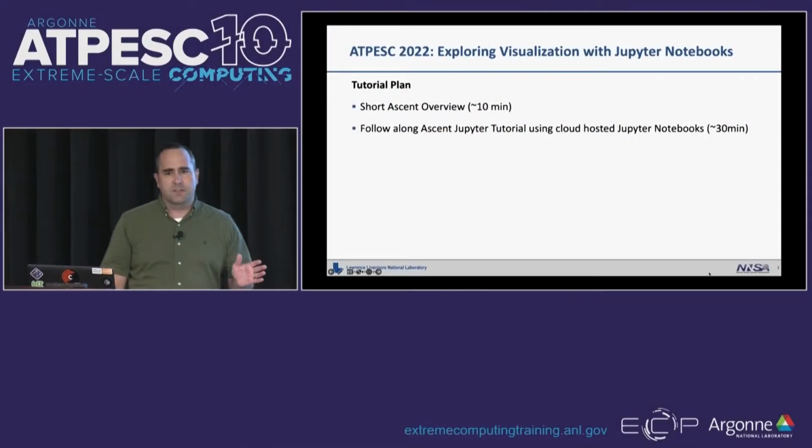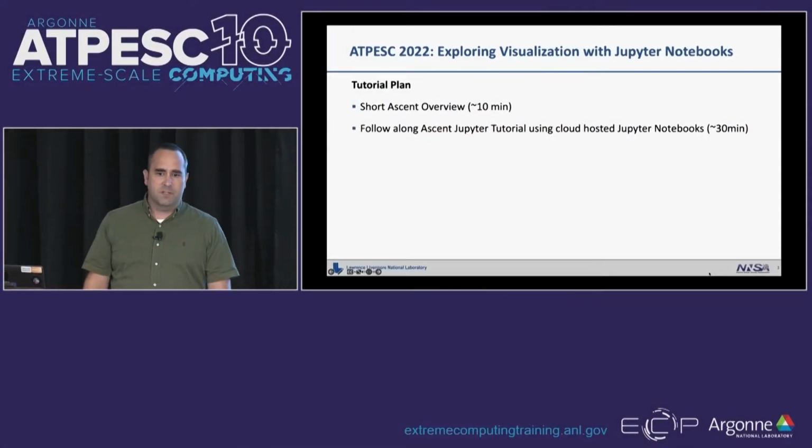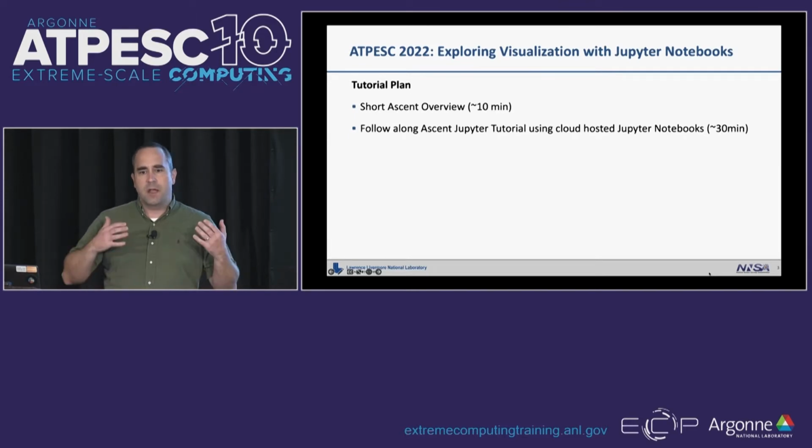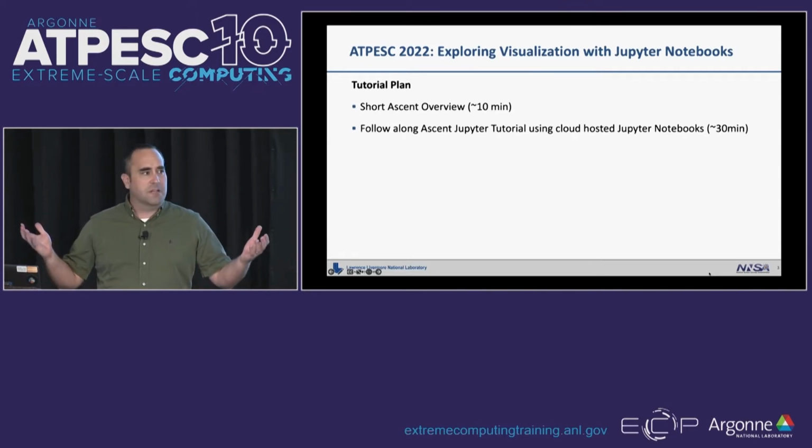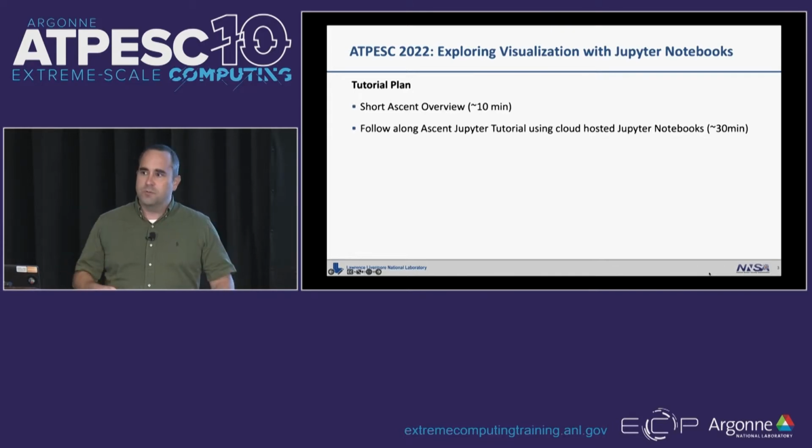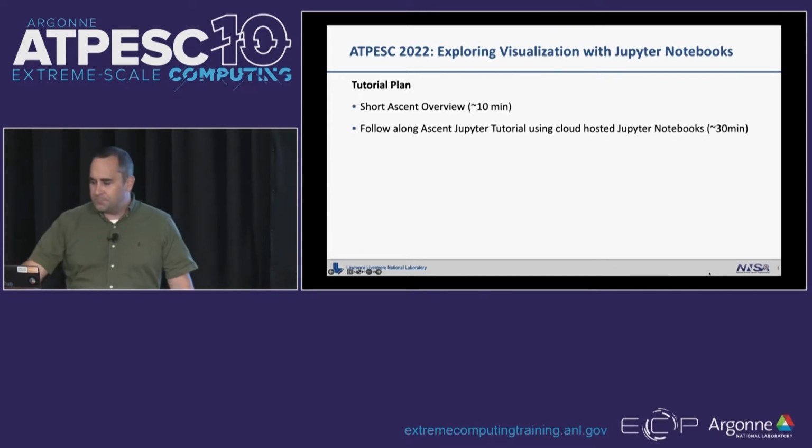So the plan is, let me go ahead and start this up. Yeah, so the plan is I'm going to talk a little bit about Ascent, probably not 10 minutes, probably shorter than that. And then I've fired up 90 different cloud servers, and if it all works in a few minutes, then you all have your own Jupyter server, and I'll show you how to do all that.